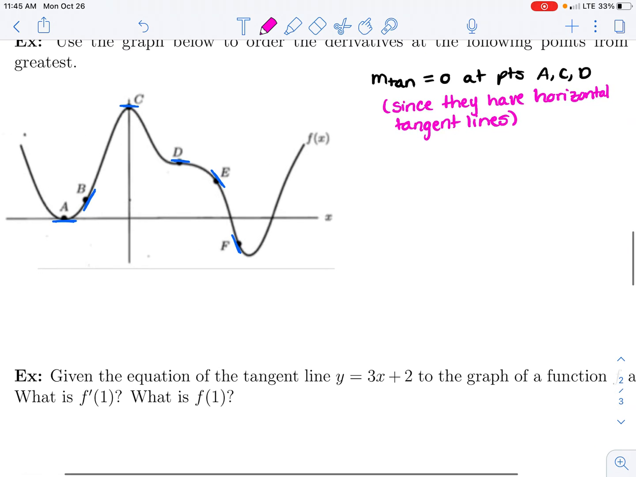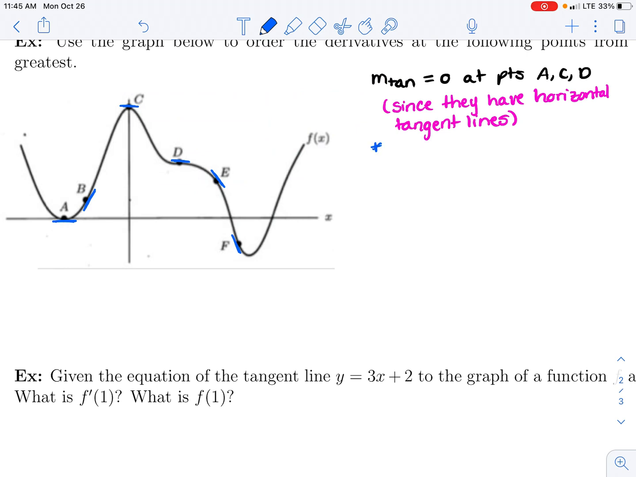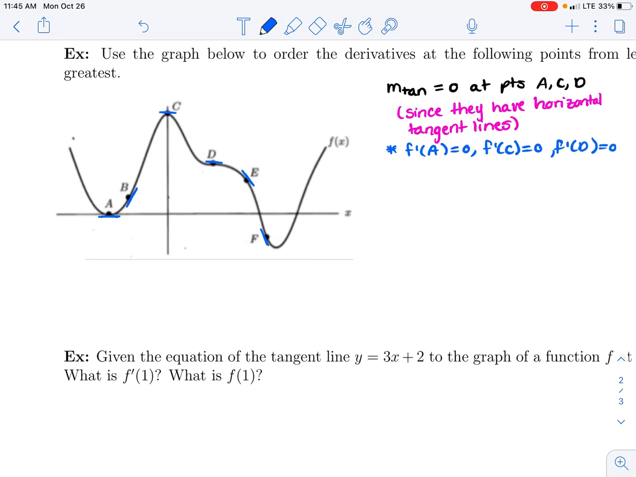Okay. And so what does that mean in terms of the derivative? Well, that means the derivative at A is equal to 0, the derivative at C is equal to 0, and the derivative at D is equal to 0. Because I know that the slope of the tangent line going through those points is 0, which means that the derivative at those points is 0. So you want to get that engraved into your mind.